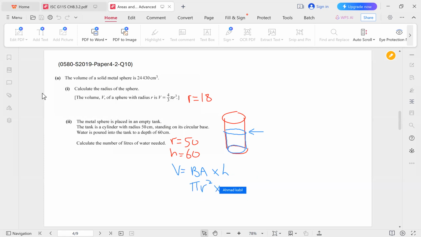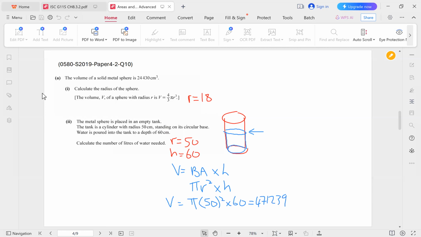And this is multiplied by the height. So pi times 50 squared times 60. This would be the volume. Let's use the calculator to figure this out. So pi times 50 squared times 60. This gives us approximately 471,239. So this is the volume of water in the cylinder.